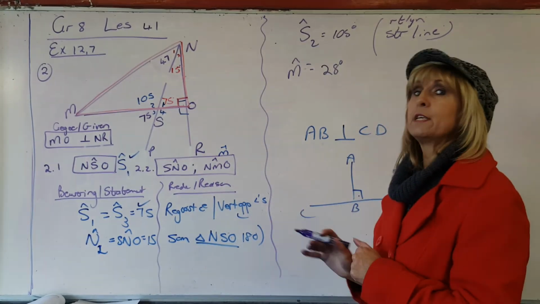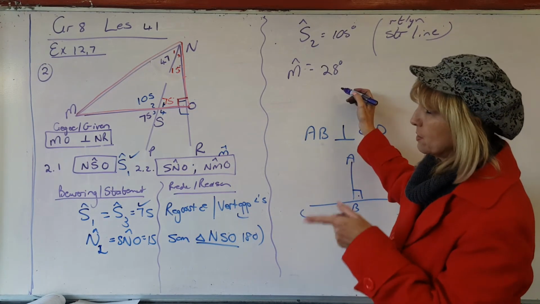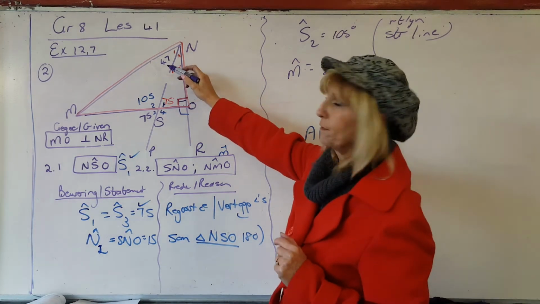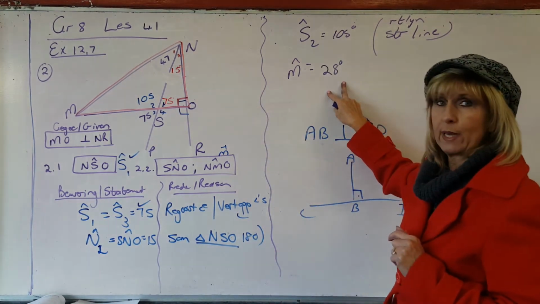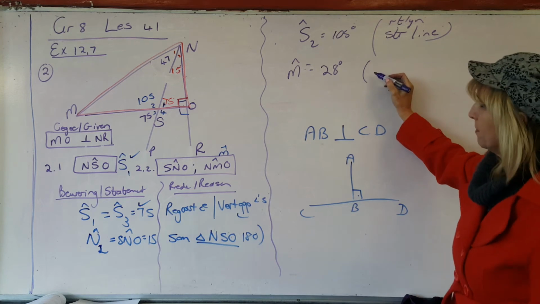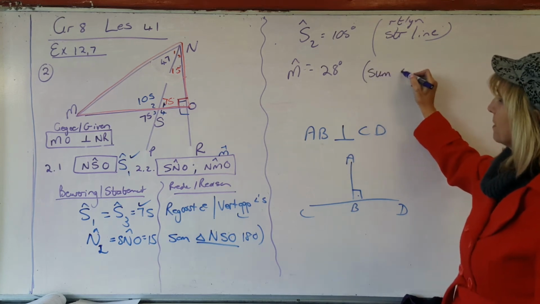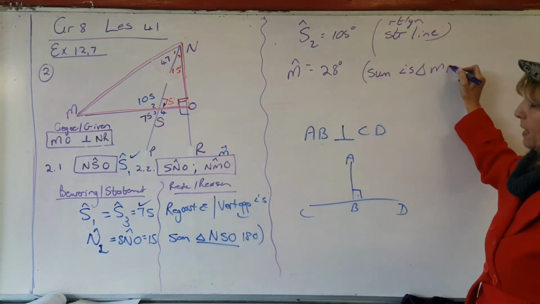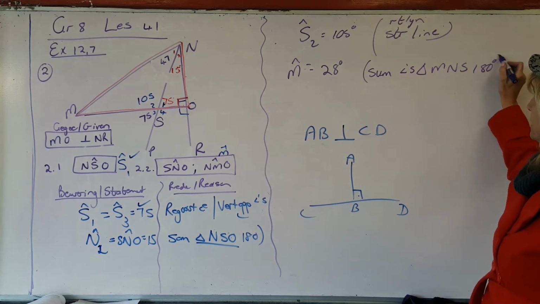Jy hoef dit nie te wys nie, but you can. Show me where it's 105 plus that gives me 152, and then I'm short 28, because your reason will tell me the sum of the angles of a triangle MNS is 180 degrees.